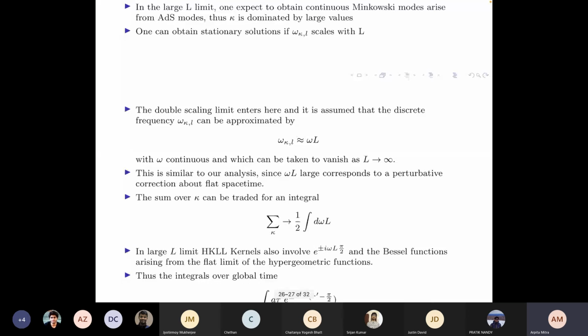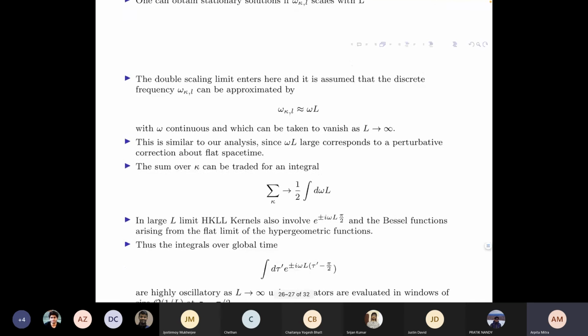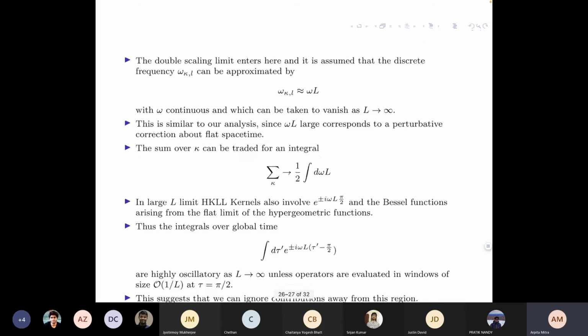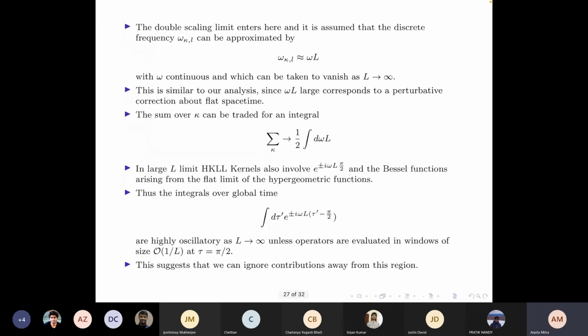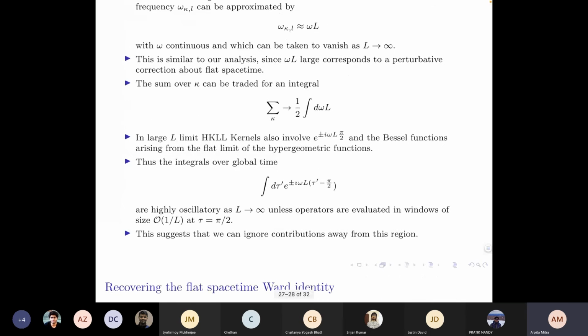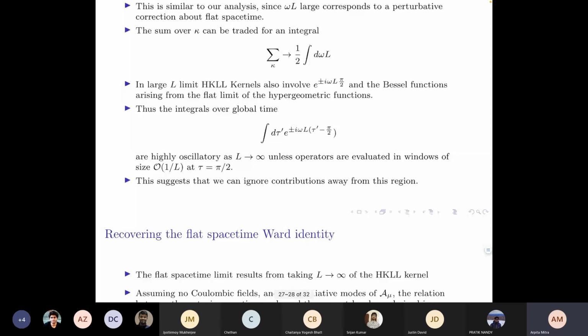The other point I want to mention is that in the large L limit, the HKLL kernel also involves a factor like e to the power plus minus i omega L pi by 2. So when we have an integration over a global time, the integration looks like e to the power plus minus i omega L (tau prime minus pi by 2). In the double scaling limit, as omega L is very large, only the tau prime equal to pi by 2 region will contribute. So we can ignore contributions from the other global time regions. That was one important fact of taking the large L limit.